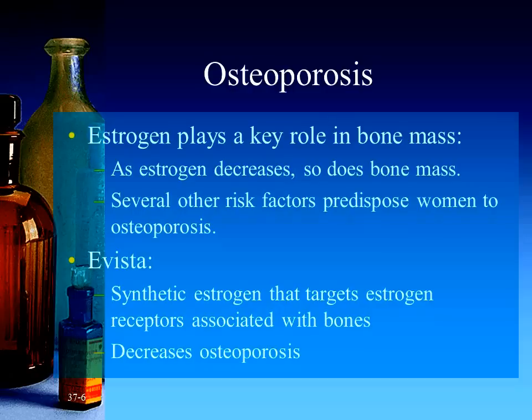Risk factors that put women at risk for developing osteoporosis would be if they have a family history of osteoporosis. We do see it more in Caucasian or Asian women. Women who have a lean body mass or are short tend to have more cases of osteoporosis. And if they go through menopause prematurely, that could precipitate osteoporosis.